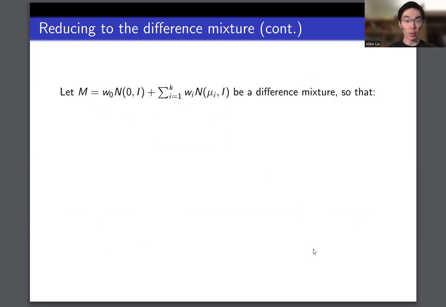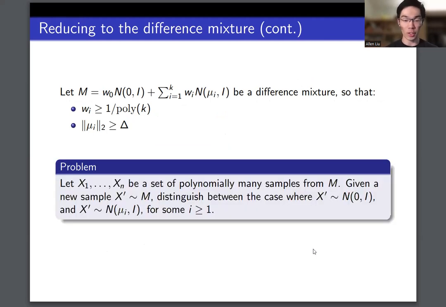So just to quickly reiterate, we have the difference mixture, where we have the zero component and the non-zero components. It's easy to check that we still have inverse polynomially bounded mixing weights, and also that all the non-zero components have mean sufficiently far from zero. And now the problem that we want to solve is: given polynomially many samples from the difference mixture, detect whether the samples came from the zero component or a component that's far from zero.